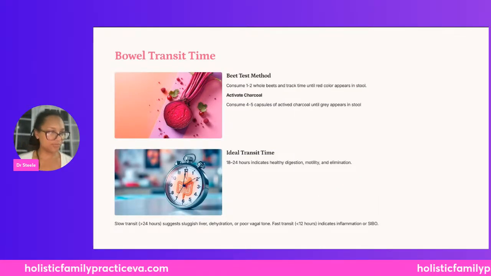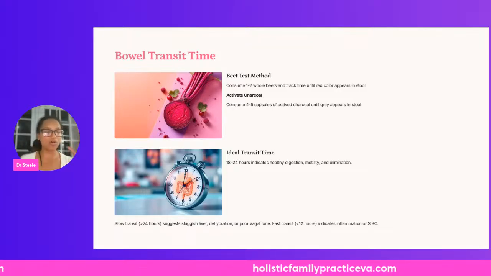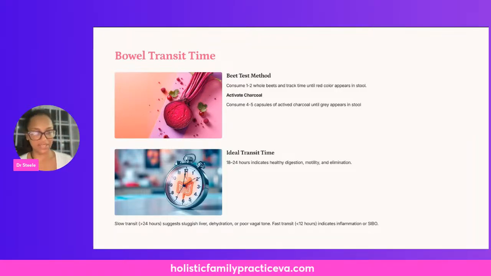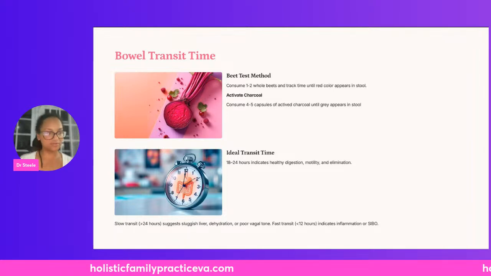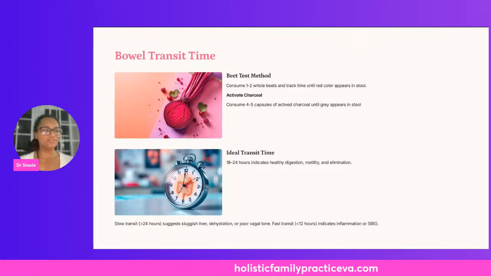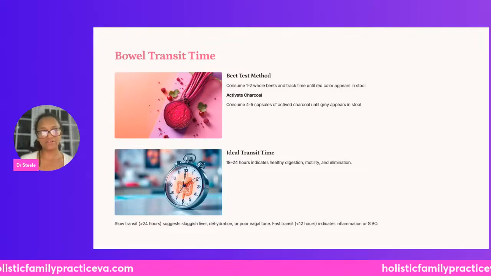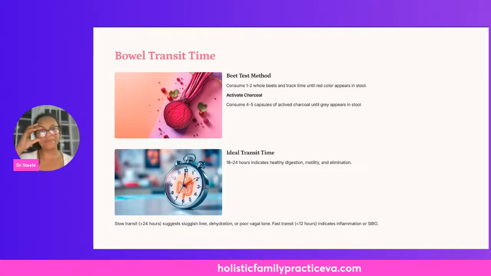So now we're going to transition to our bowel transit time. That was all about our salivary pHs and symptoms. Now let's look at our bowel transit time. For this particular test, you can use several different methods. You can use beets, corn, or sesame seeds. You can also use activated charcoal. I put beets and activated charcoal as those two mainstays.